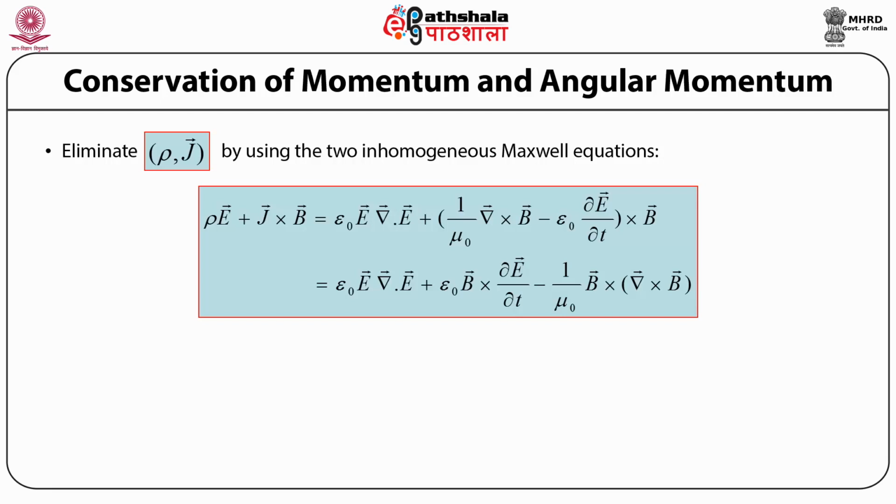And then we further solve this equation as epsilon naught times electric field vector E times the divergence of the electric field vector E plus epsilon naught times the cross product of the magnetic field induction vector B with the partial time derivative of the electric field vector E minus 1 upon mu naught times the cross product of the magnetic field induction vector B with the divergence of the magnetic field induction vector B.